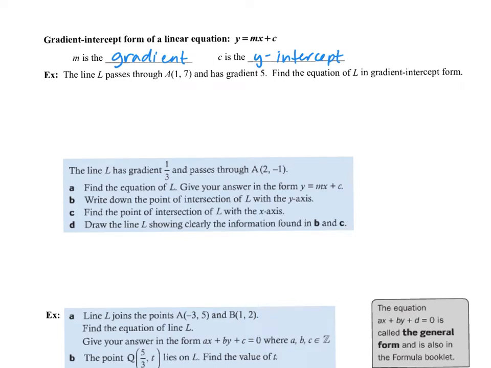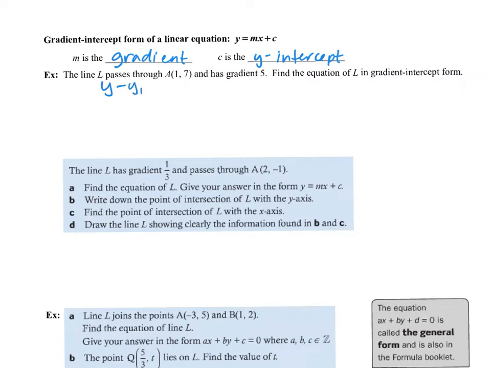So this first example says the line L passes through the point A with coordinates 1, 7 and has a gradient of 5. Find the equation of L in gradient intercept form. Okay, so our final answer is going to look like this, y equals mx plus c. But we're going to start by using point slope form. Notice we're given the point and the gradient of the slope, so that lends itself perfectly to point slope form, which you'll recall looks like this.